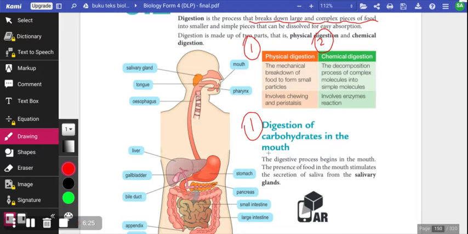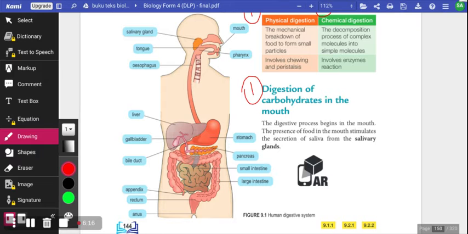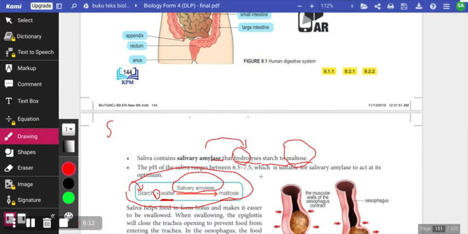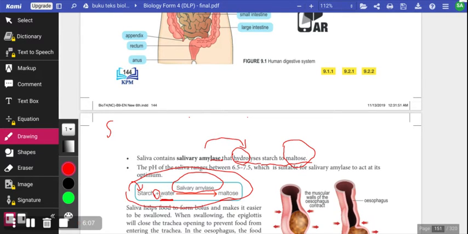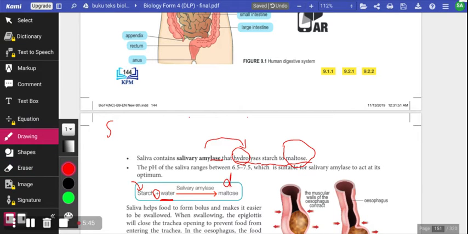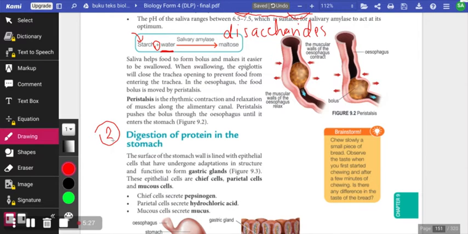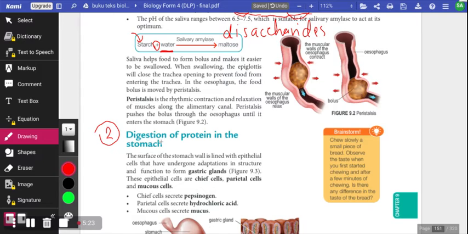Okay, so that is part one. Digestion of carbohydrate happens in the mouth because the salivary glands secrete salivary amylase. It hydrolyzes. Remember this equation: starch combined with water, in the presence of salivary amylase, will form maltose. Maltose is a disaccharide. It's still a carbohydrate, but not yet the simplest form. That is why it needs to be digested once again in the small intestine, so it can become monosaccharides.